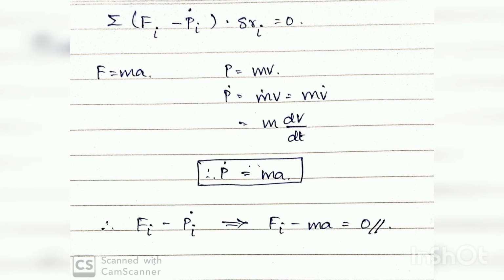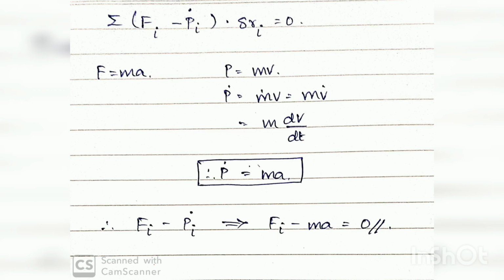Therefore, P dot is equal to m dot v plus m v dot. By simplifying this equation, we get m dv by dt. We know that the rate of change of velocity with time is nothing but the acceleration. Therefore, P dot is equal to ma. Therefore, we can say that Pi dot is a representation of the inertial force. We know that the direction of the inertial force will be opposite to the direction of the applied force. So we write Fi minus Pi dot is equal to 0.